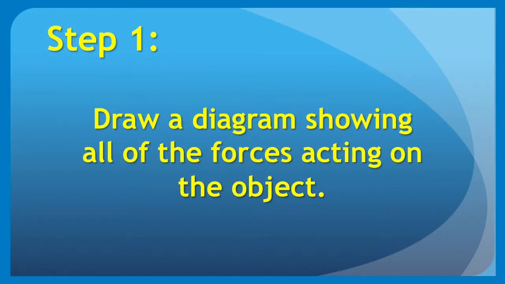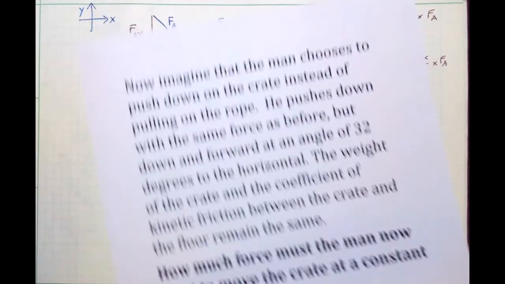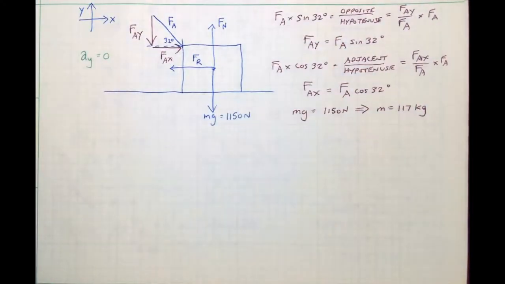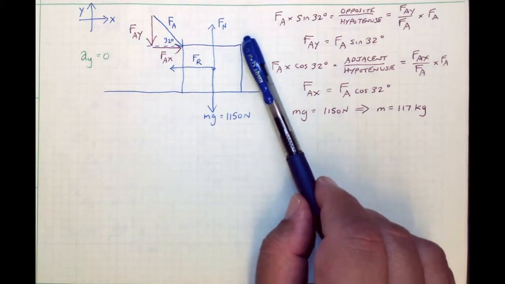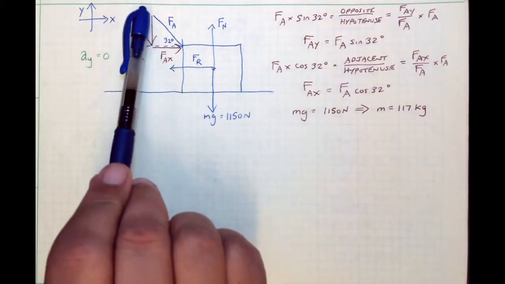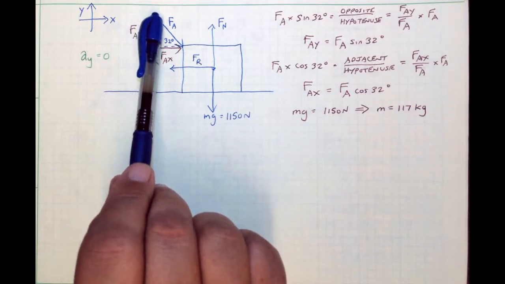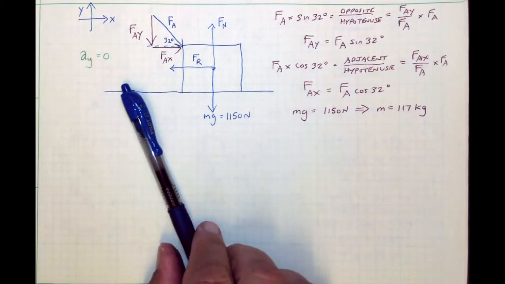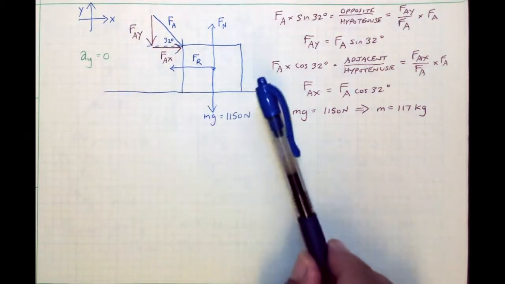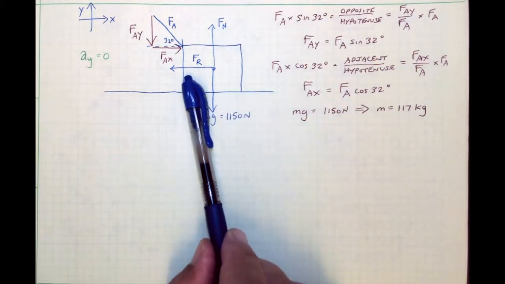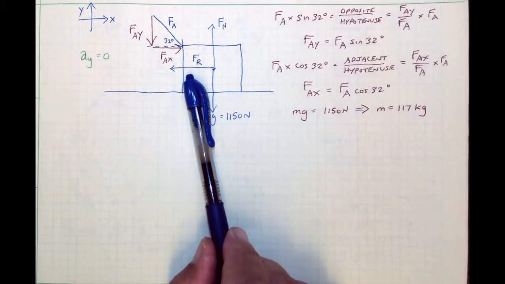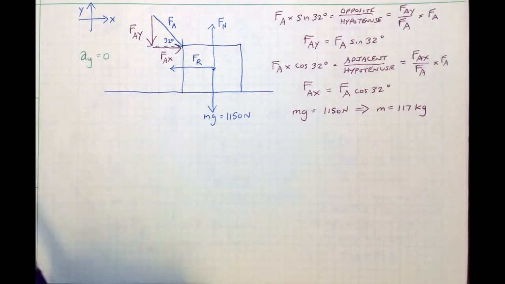Well, the first step in the problem-solving process is always to draw a diagram showing all the forces acting on the object. When we do that this time, we see that the diagram is a little bit different. Instead of having a tension force going up and to the right, we now have an applied force going down and to the right. Other than that, however, the other three forces, the weight force down, the normal force up, and the friction force opposing motion, remain the same.